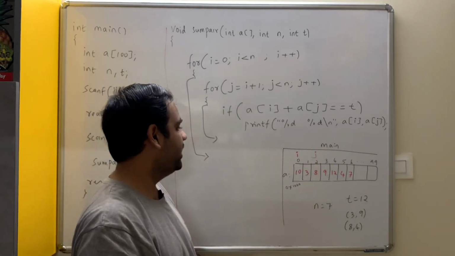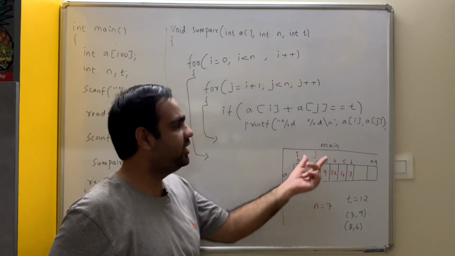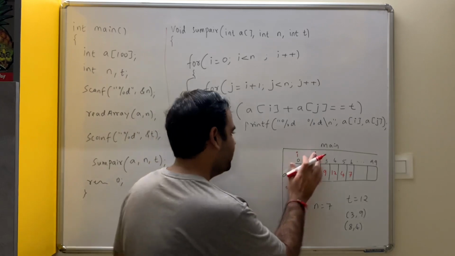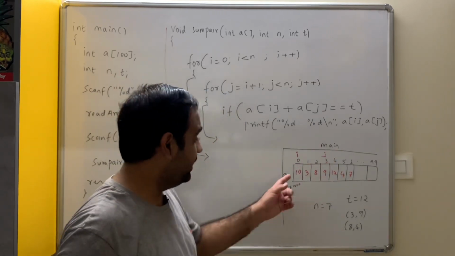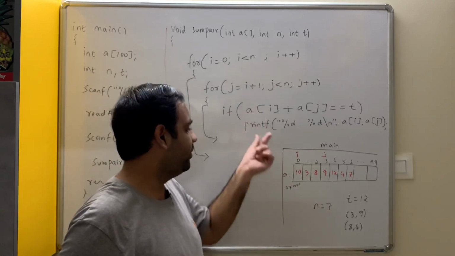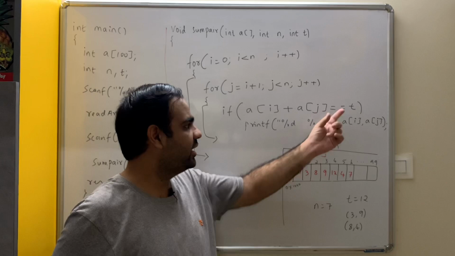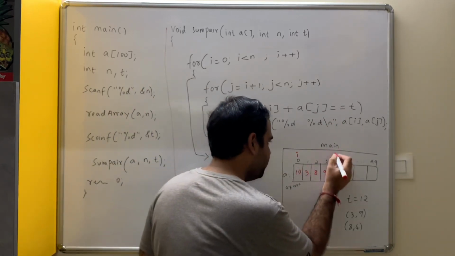Maybe 10 and 8 might form a pair. Now again you check. A of i is 10, a of j is 8, 10 plus 8 is 18, 18 equal 12? The condition is false. Therefore again do not execute this. You say j plus plus. 10 and 9 might form a pair. A of i is 10, a of j is 9, 10 plus 9 is 19, 19 equal 12? The condition is false. Again you say j plus plus.